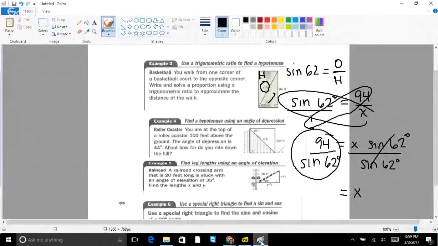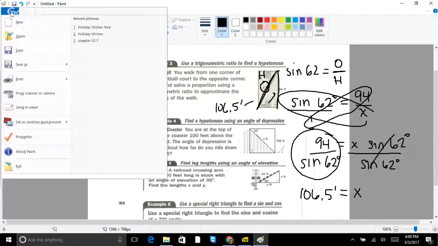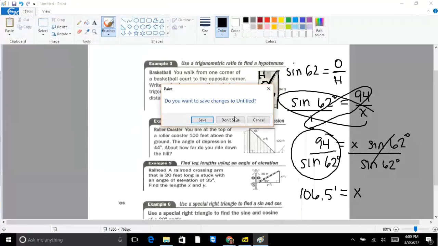So if we go back over here, this is 106.5 feet. And that seems right, right? This basketball court is 94 feet on the side. So if you walked across the center of it, it's going to be longer. It's going to be 106.5 feet. Okay, so that's how we would do that one. Let's try the next one.